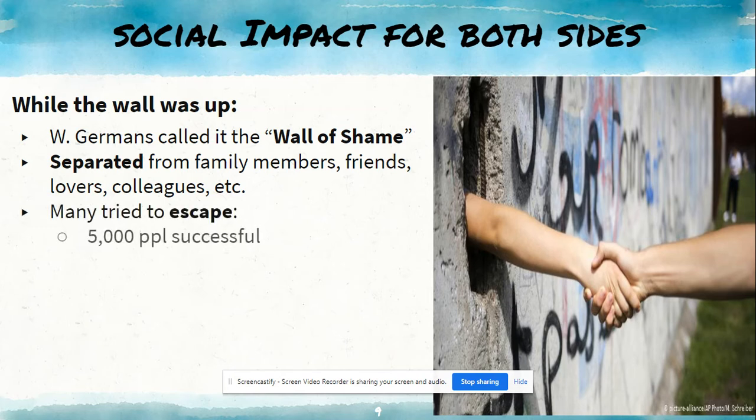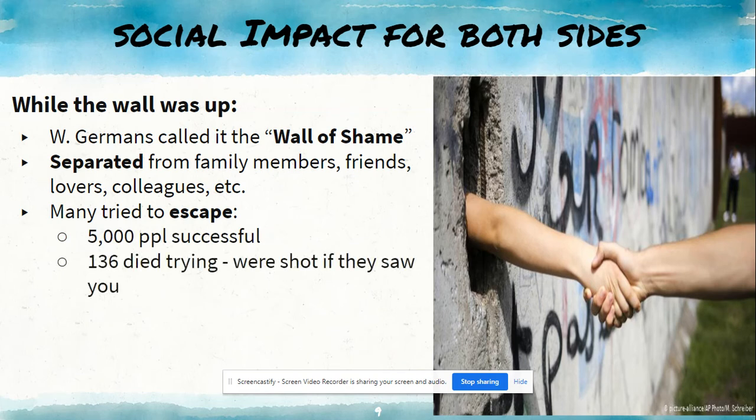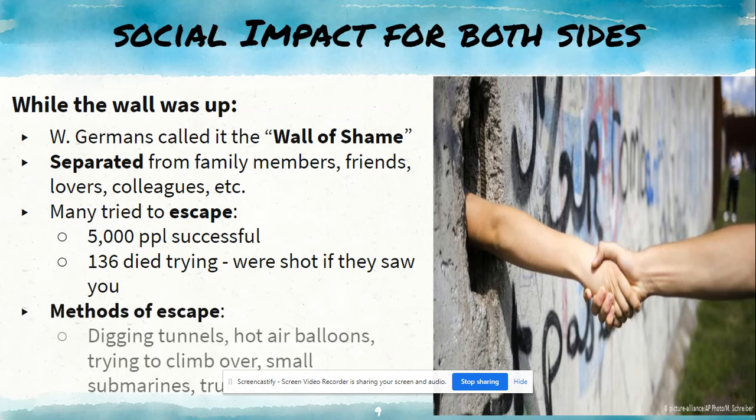Many tried to escape. 5,000 people were initially successful. 136 people died trying. They were shot if they saw you. And we briefly saw that in the video today. People had different methods of escape.